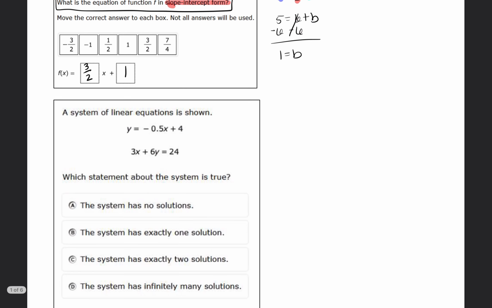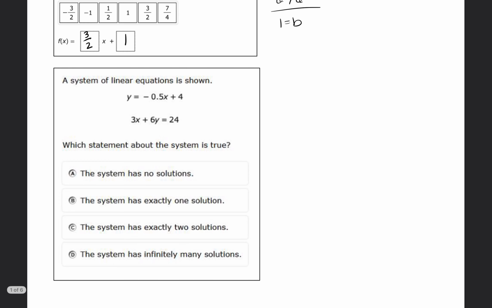Okay. Now here it says which statement is true. So to recap, parallel lines have no solutions. Okay. When they cross and they're perpendicular, that's one solution. Okay. Infinite many solutions is when they are the exact same equation. Again, there are many ways to solve this, okay? What you could have done is set them both equal to y, graph it, and analyze the graph.